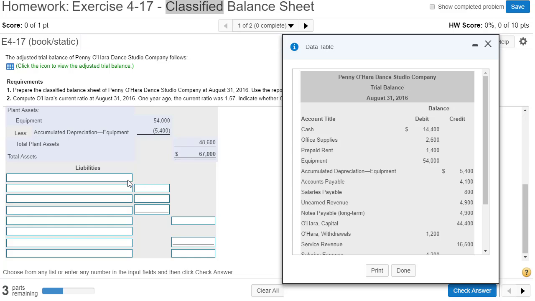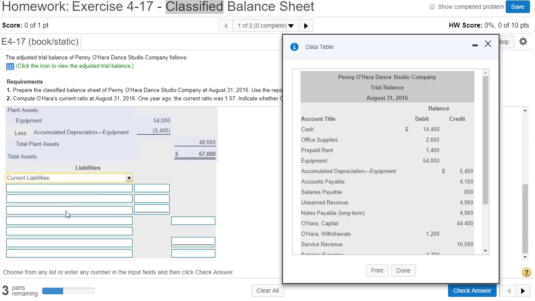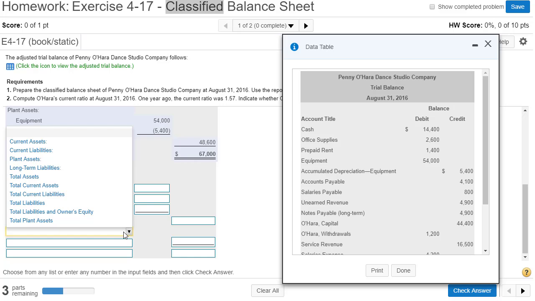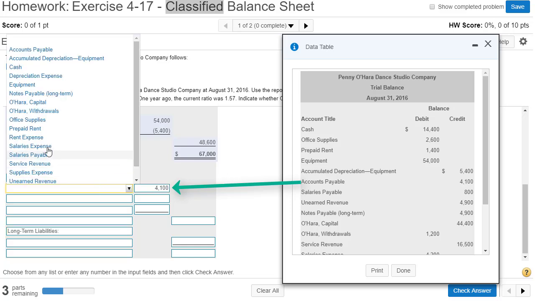All right, now liabilities. So liabilities, we're going to split them up or classify them into current liabilities and then long-term liabilities. So a current liability is a liability that you expect to have to pay within the next 12 months. So let's find our liabilities. Our first one is accounts payable. That is usually due within 30 days, so obviously that is a current liability.